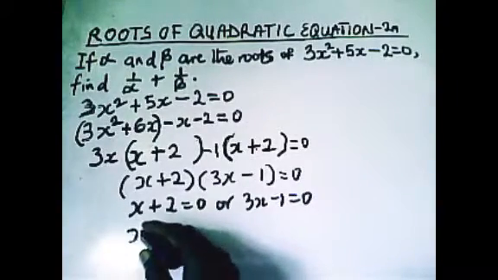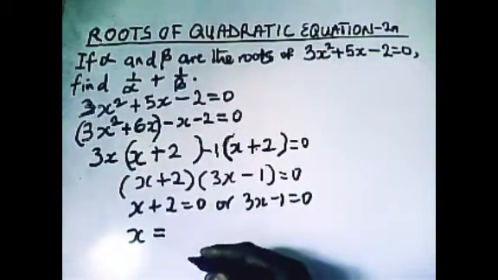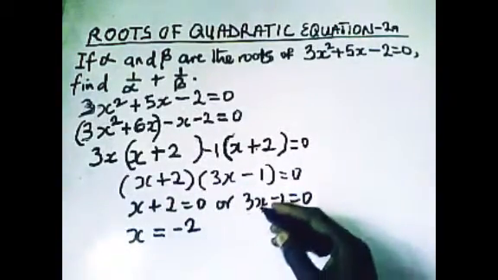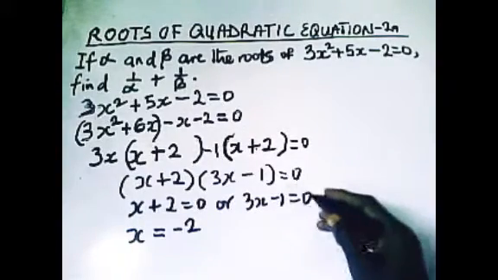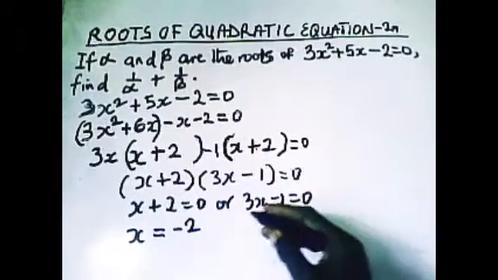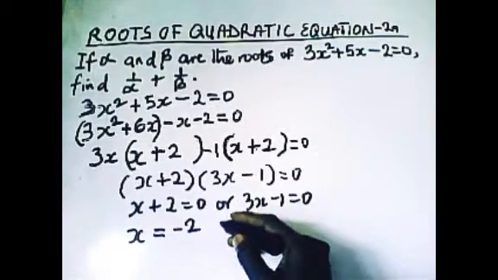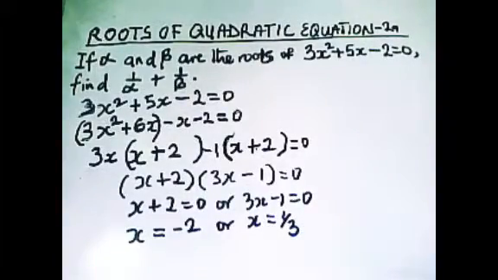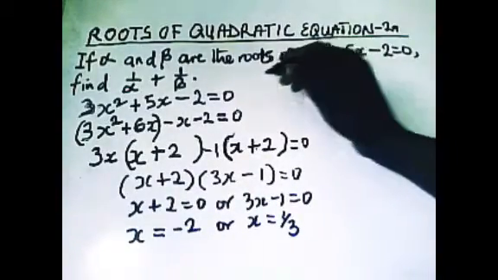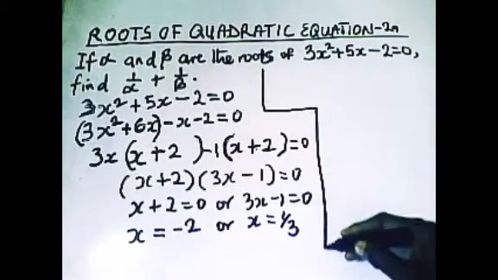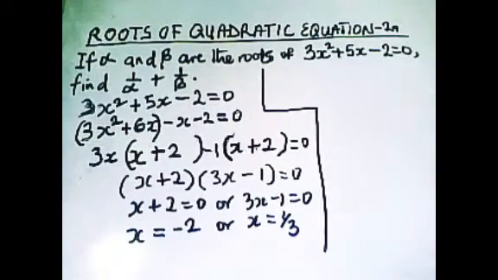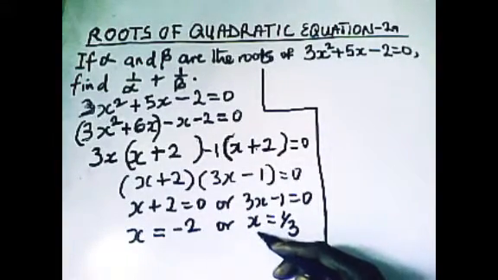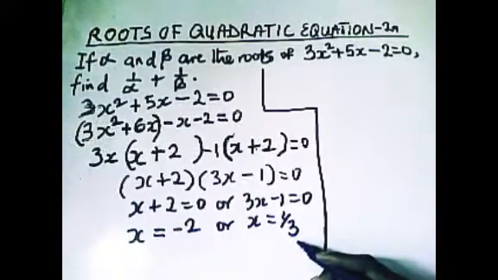That is to say, x will become, if you take this plus 2 to this side, it becomes minus 2. And if you solve this one, bring this one here, it gives us 1. Divide both sides by 3. So we have x to become 1 upon 3. I believe you know how these results were gotten from our previous lessons. So now we know that x is minus 2, and then also x is 1 upon 3.